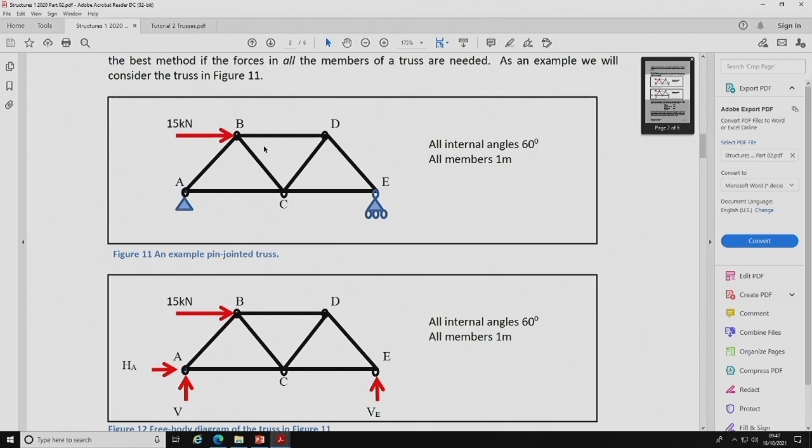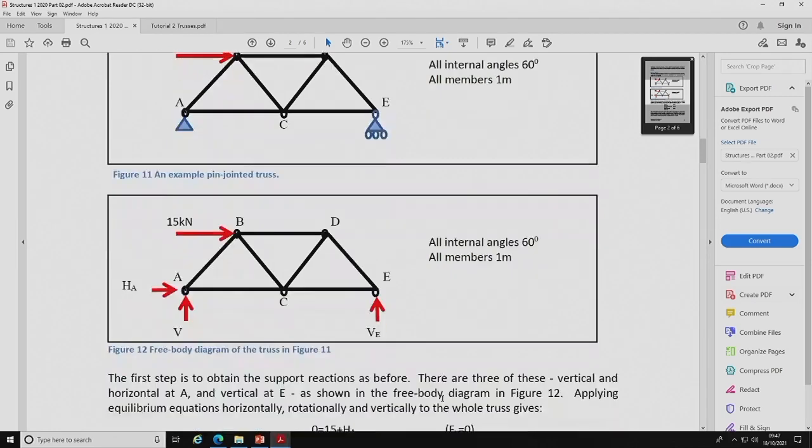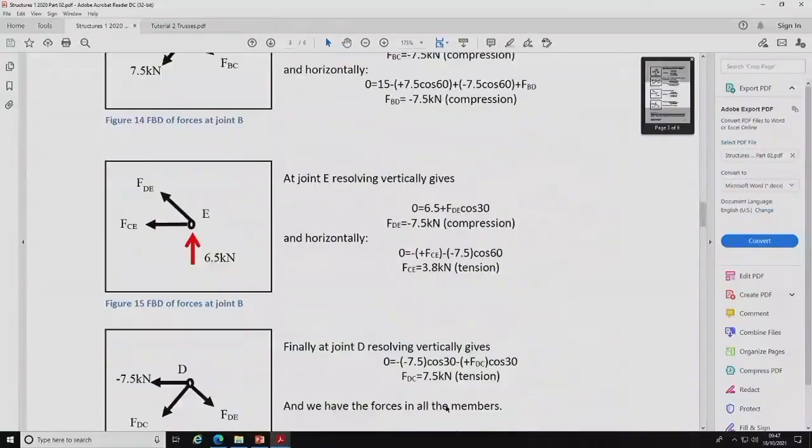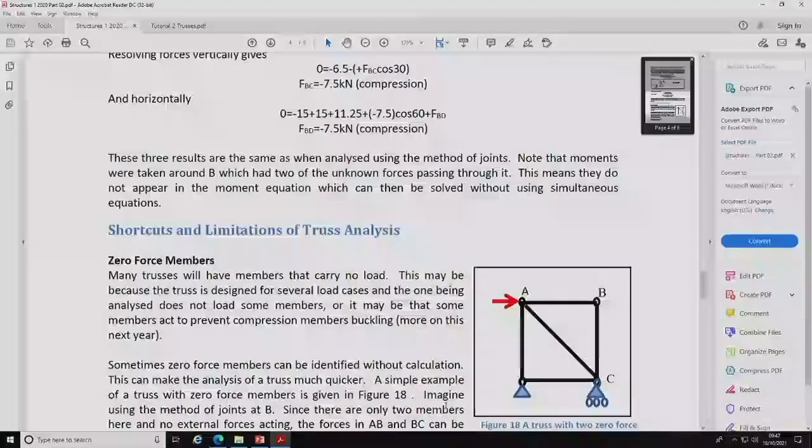I could make a cut here, here, here, here, and here, so isolate this bit, for example. I could do that if I need to. So those are the two methods primarily.